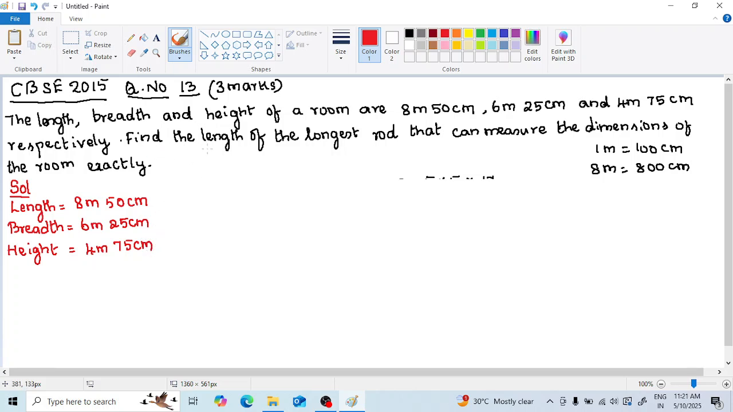So the question is to find the length of the longest rod. Three values are given. We have to find out the length of the longest rod that can measure the dimensions of the room. So to measure these values, we have to find out the HCF. The question is to find HCF, that is highest common factor.